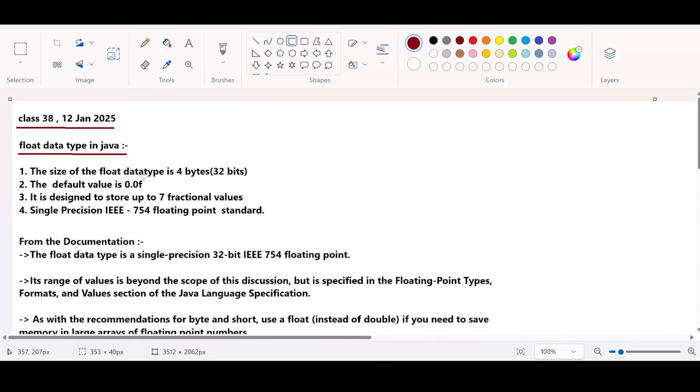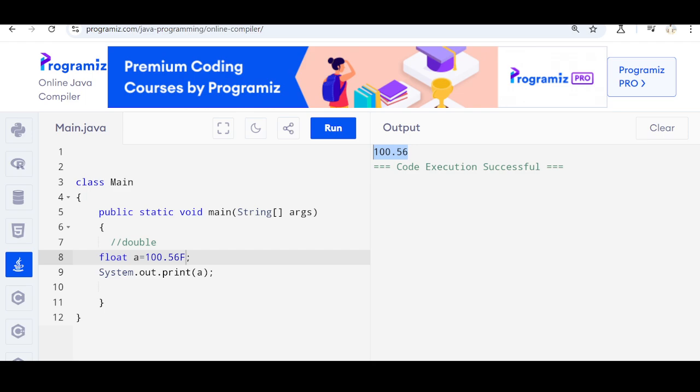Right? Now what is the third point? It is designed to store up to 7 fractional values. When I say 7 fractional values, I'm talking about the scale. See, let us take a big floating point number. Let me take 1.23, something like this. I have taken a floating point number which has many fractional values.